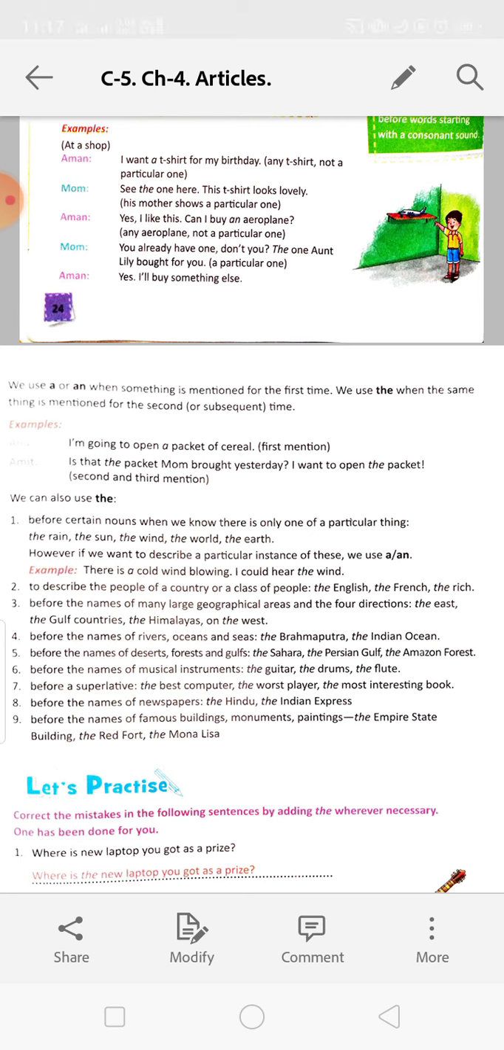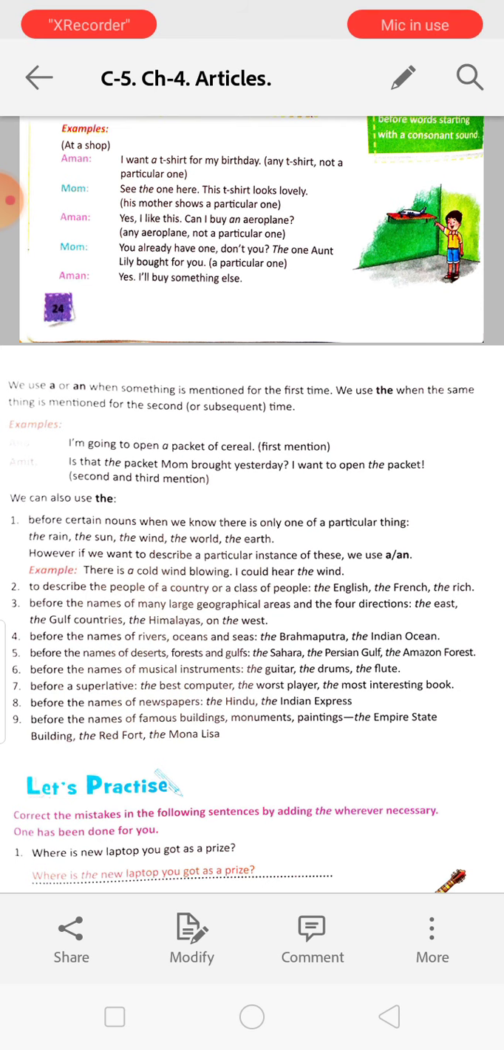Before the names of rivers, oceans and seas: the Brahmaputra, the Indian Ocean. So before the names of rivers, oceans and seas, we use the. Before the names of deserts, forests and gulfs, for example the Sahara, the Persian Gulf, the Amazon forest. So before writing any name of a desert, forest or gulf, we will use the.